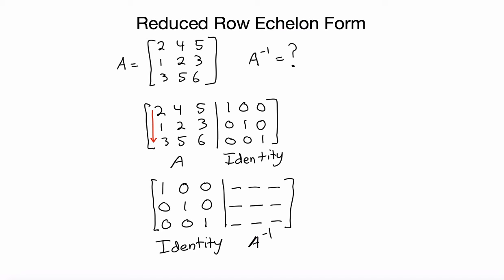A general strategy here is to start with the left column, work your way down, getting 1, 0, and then a 0. Then working your way up the second column, getting 0, 1, 0, and then working your way down the third column, getting 0, 0, 1.